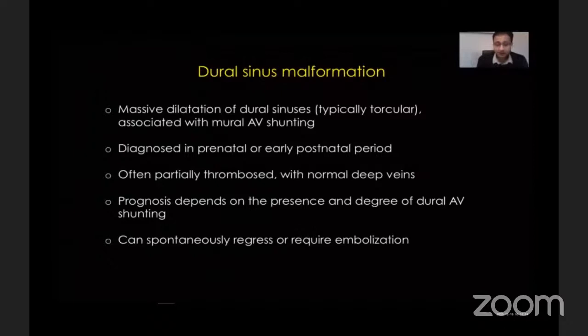The prognosis of the condition depends on the presence and degree of dural AV shunting, and there is a grading system. The higher the degree of AV shunting, the worse is the prognosis, and worse is the degree of parenchymal changes and hydrocephalus associated with this condition. Depending on the degree of AV shunting, these lesions can spontaneously regress, but more often they require embolization.